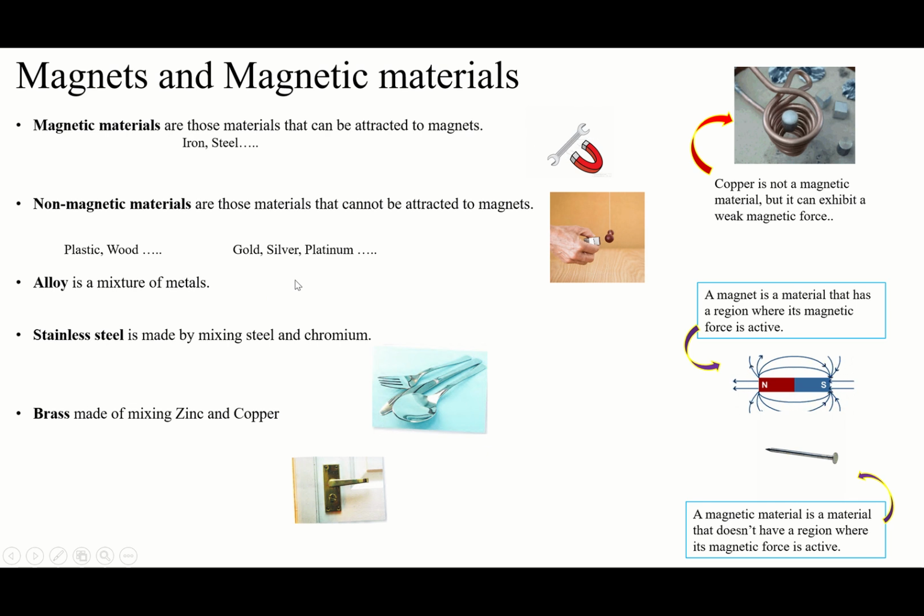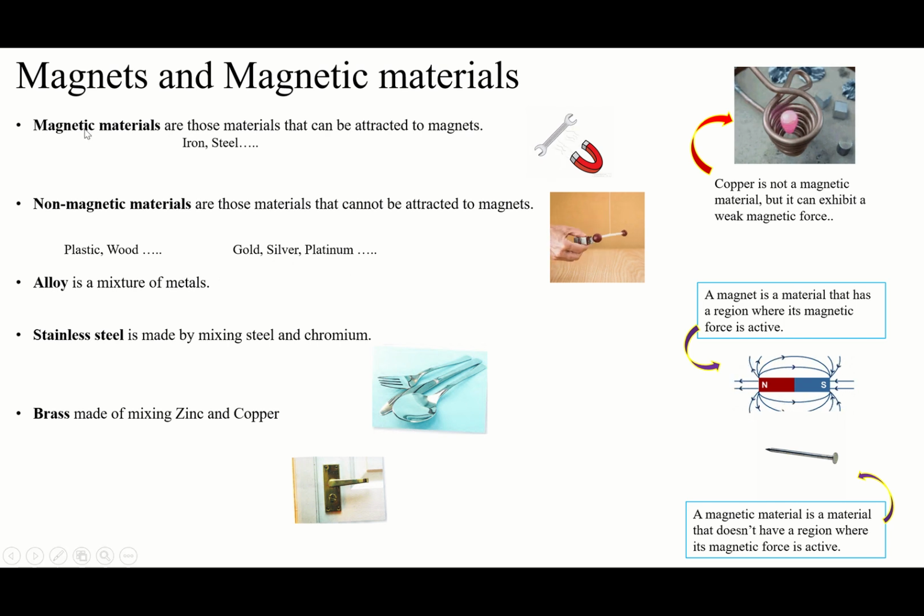Some people think that all metals are magnetic. They say anything that is metal is magnetic, but no. We have some metals which are non-magnetic, like gold, silver, platinum, copper, and aluminum. These are some examples of metals which are non-magnetic. So if you bring a magnet close to plastic, it's not going to pull the plastic. It's not going to pull the wood. Same for gold, silver, platinum, aluminum, copper. These are examples of non-magnetics that cannot be attracted by a magnet. They are not going to be pulled by a magnet.